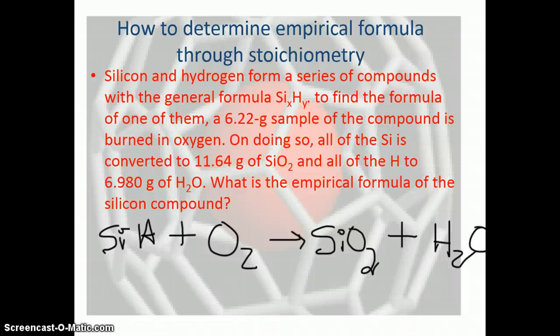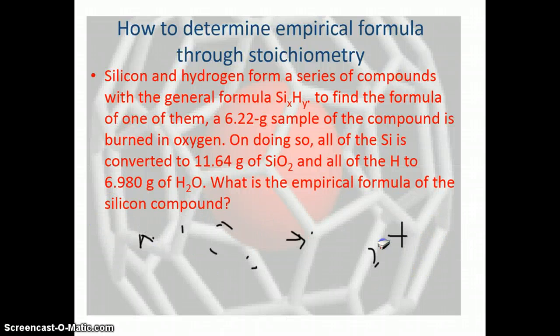All right, let me erase this real quick. So we have this example problem. It tells us we have silicon and hydrogen, SixHy, so x and y are representing the subscripts that we're going to try to find. And it tells us we have a 6.22 gram sample of this. So let's go ahead and start writing down some data to help us in solving the problem. So we have this SixHy, and we have 6.22 grams of it.